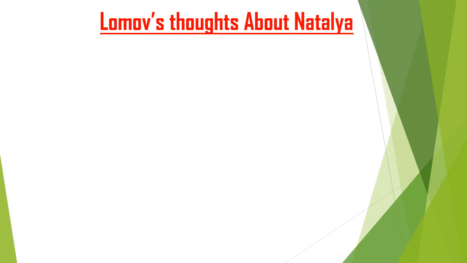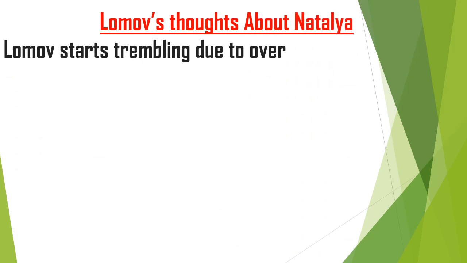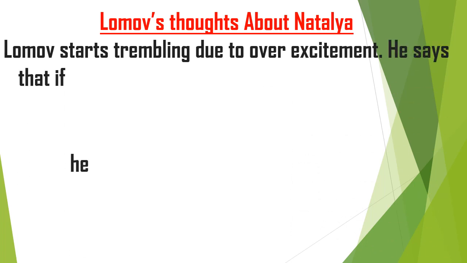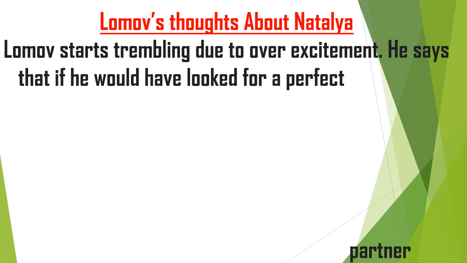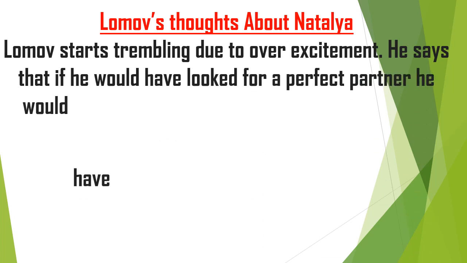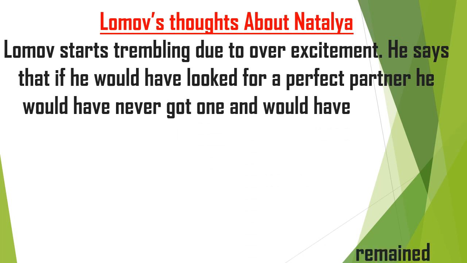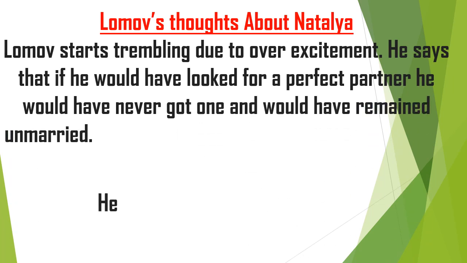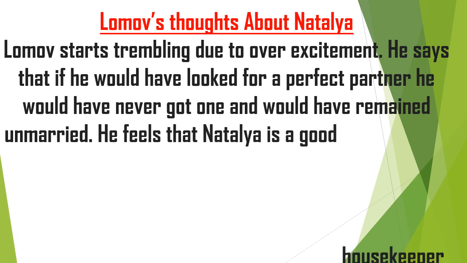Next heading, Lomov's thoughts about Natalia. Lomov starts trembling due to overexcitement. He says that if he were to look for a perfect partner, he would never get one and would remain unmarried, because he was already about 30.